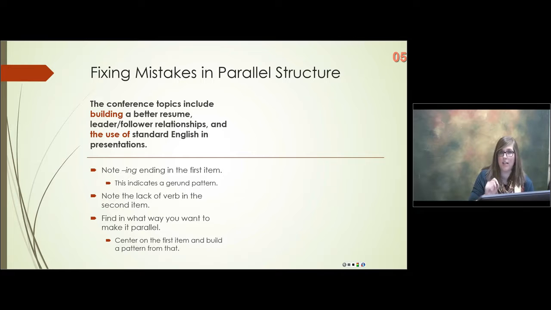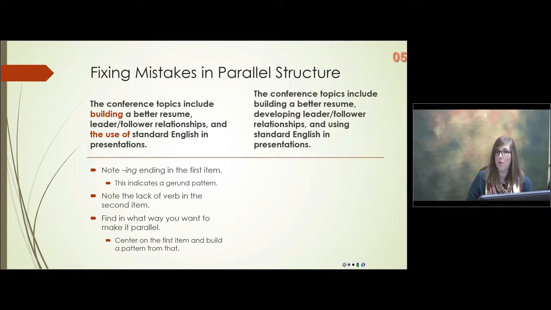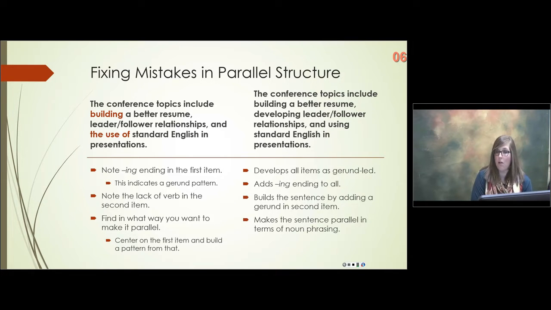If you see that -ing ending in the first item, you can use that as a pattern. So: conference topics include building a better resume, developing leader-follower relationships, and using standard English in presentations. If you look at the difference between the two, we've added some words, but we've also made it parallel. So I know exactly what I'm getting into with each of the conference topics. All of the items are gerund-led, which means I'm using an -ing to end all of them. And it is a parallel sentence now. Again, we're using noun phrasing techniques for this one.